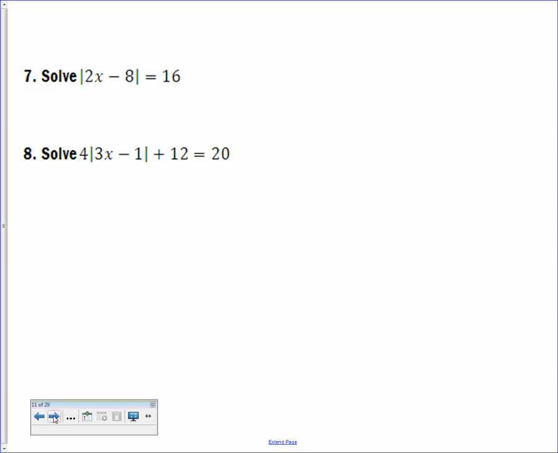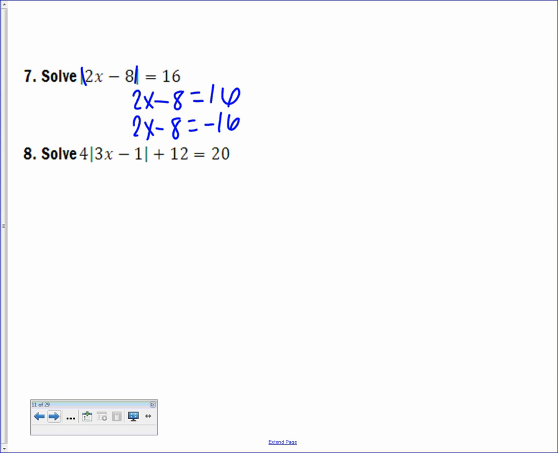Number 7 is the absolute values. Okay, so these always had 2 answers, and the key here was when you wrote your 2 equations. Okay, right now my absolute value bars are by itself, so I can write my 2 equations right away. So I can drop them and say 2x minus 8 equals 16, or I can say 2x minus 8 equals a negative 16. Okay, so you can drop it right away.